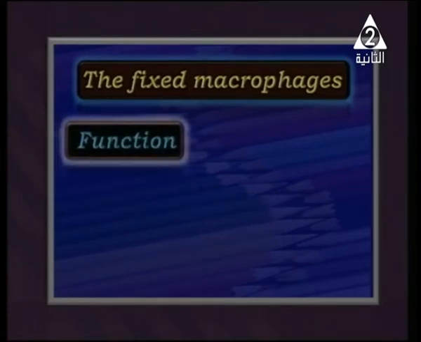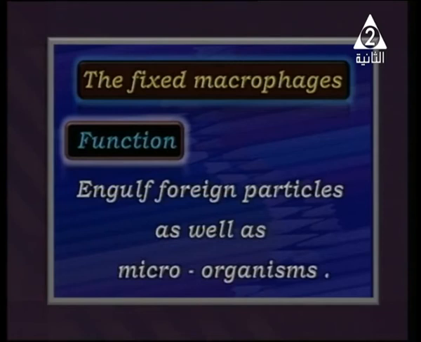What about the function of the first type, the fixed macrophages? They engulf the foreign bacterial cells. As we said, engulfing means they surround the foreign body and destroy it, so it doesn't appear again. This is the engulfing of things such as microorganisms. Because they are large, they have the ability to engulf even macroorganisms that enter inside your body.